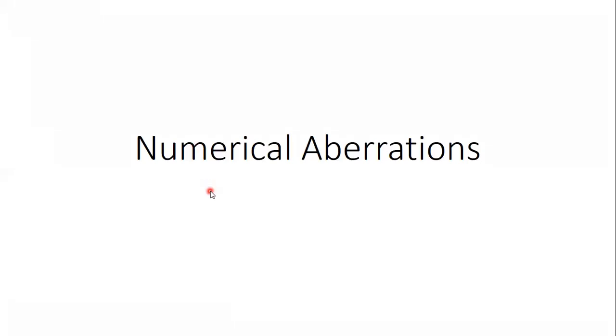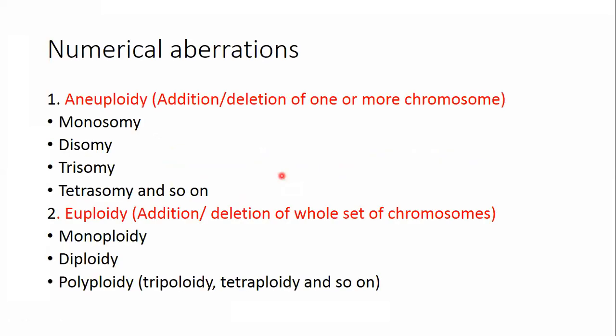So today's topic is about chromosomal aberrations, also known as chromosomal mutations. Chromosomal aberrations are of two types. One is known as numerical aberration, and the other one is structural aberration. Today I will discuss the numerical aberration, that is a change in number of the chromosome.